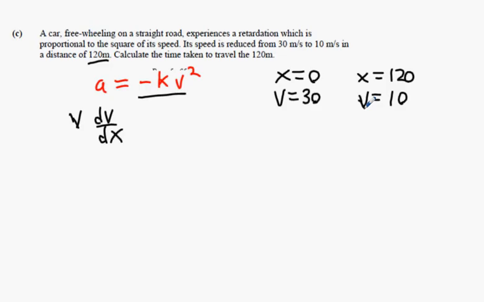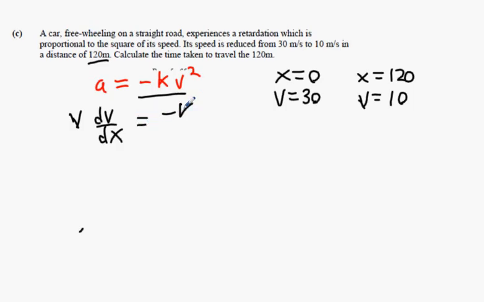So find the distance. Distance is 120. Okay. I'm going to find k using all this information. K is what I'm going to get out of this, because I have all the limits I need. So the only thing I'm going to get out of this is the k value.